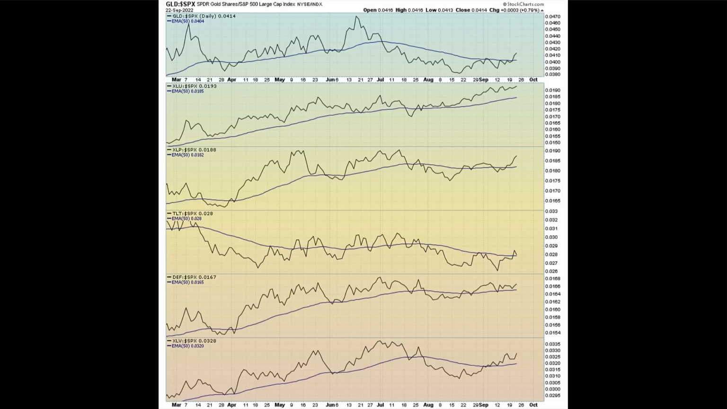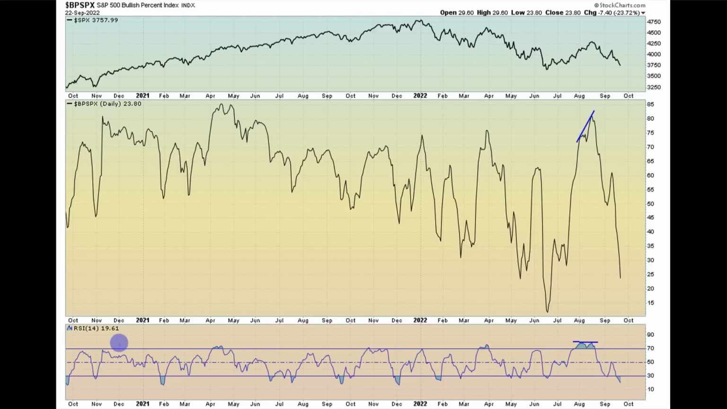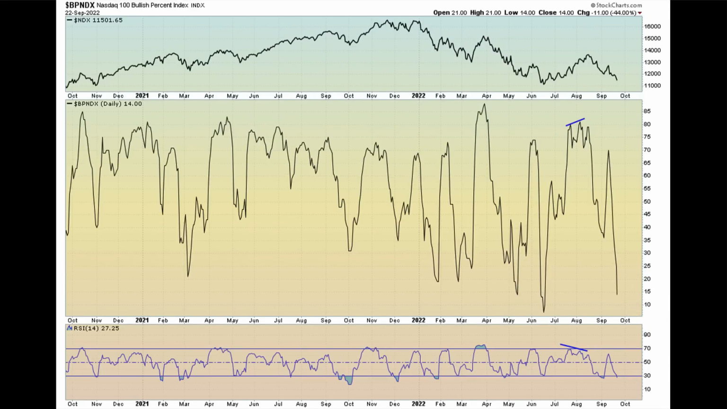If we take a look at a couple of the BP charts, the RSI is now at 19.61 for the S&P 500. So it's getting pretty burnt up right here, and it's moving into a territory where it's pretty overextended to the downside. Doesn't mean that it can't continue, but be mindful that it is getting into a pretty extended reading.